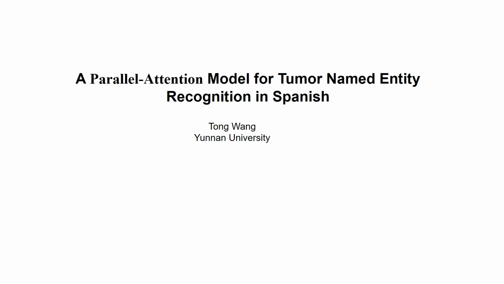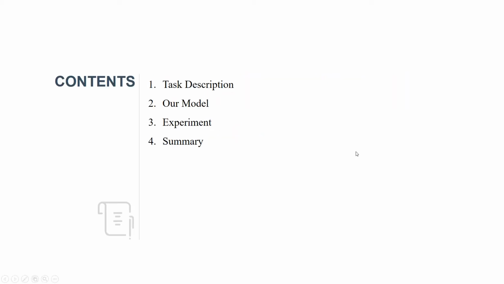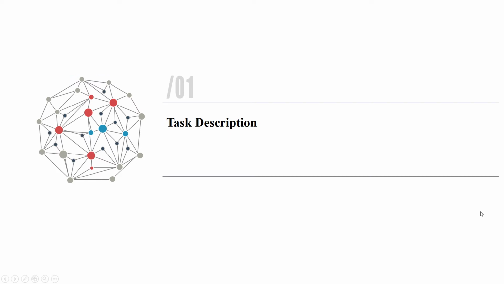This title is the Paranoid Attention Model for Tumor Named Entity Recognition in Spanish. I will introduce it from the following four parts: task description, our model, experiment, and summary. First, let's introduce the content of the task.